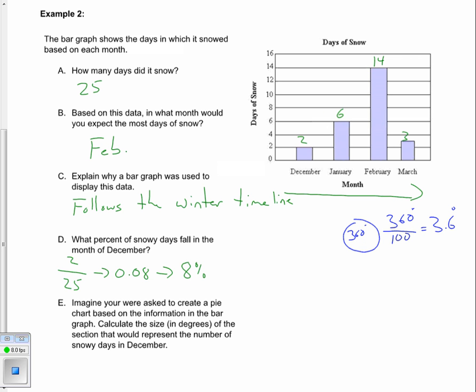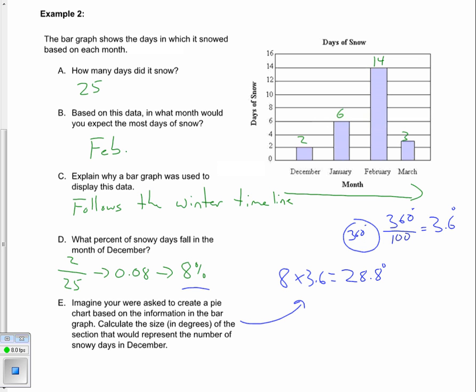So if I want to figure out the number of degrees that would be represented by 8%, or the December number, then I take 8% times 3.6 degrees, which is going to equal 28.8 degrees. So 28.8 degrees, and you might want to round that up to 29 degrees.